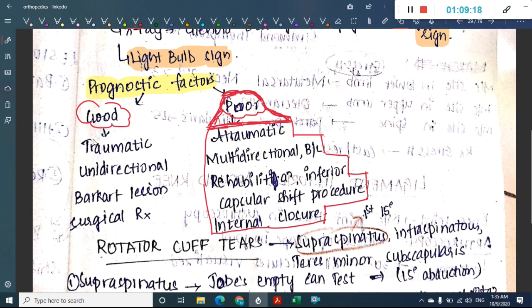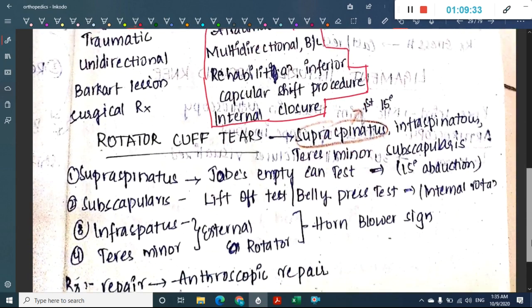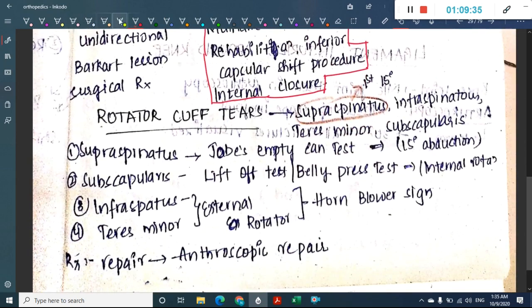Where is good prognosis? Simple, whenever there is traumatic injury, if it is unidirectional, if there is a Bankart lesion associated with it, or if surgical treatments are done, then we can have good prognosis. Okay. Then what about the next injuries?